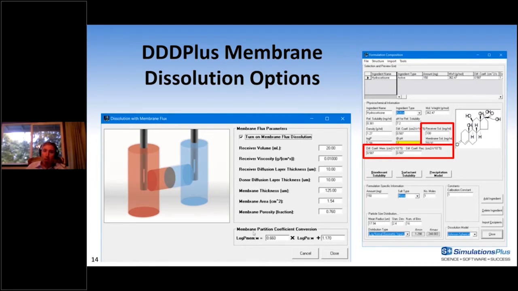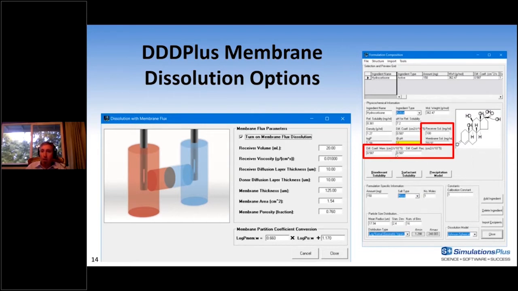Membrane partition coefficient conversion: you can convert the octanol water partition coefficient into the phospholipid membrane partition coefficient using the equation below. In the formulation composition window on the right-hand side, where you set the ingredient information, you can set the receiver solubility for the sink solution. You can set the membrane solubility.